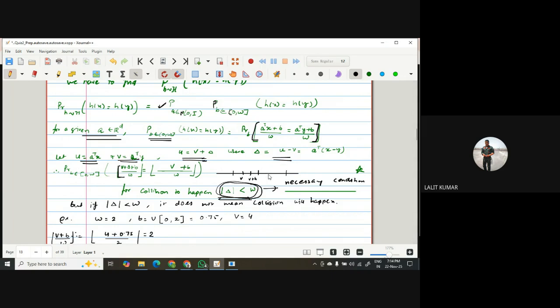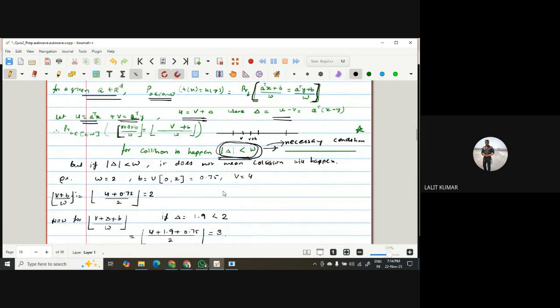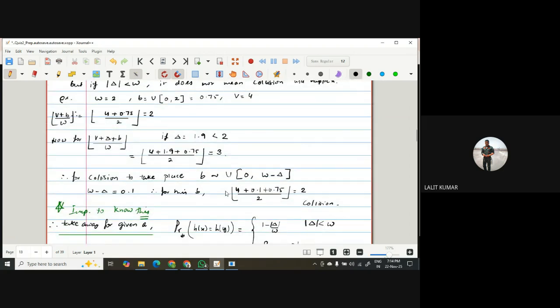Now, also remember, it has not been covered in the lecture. This is a necessary condition, but it does not mean that for any delta less than W, your collision will happen. It is only the necessary condition that for collision to happen, delta has to be less than W. And I have given one example in the notes where it is there, but the collision does not happen. So for collision to take place, your B has to be uniform between 0 and W minus delta. This is an important condition.